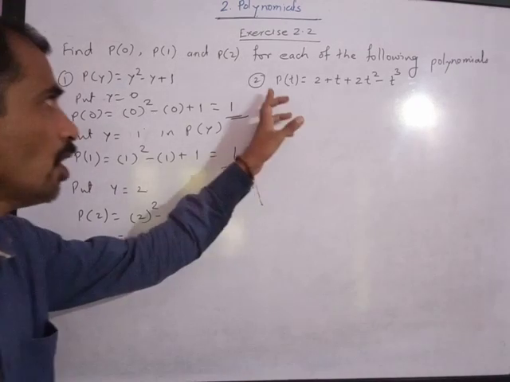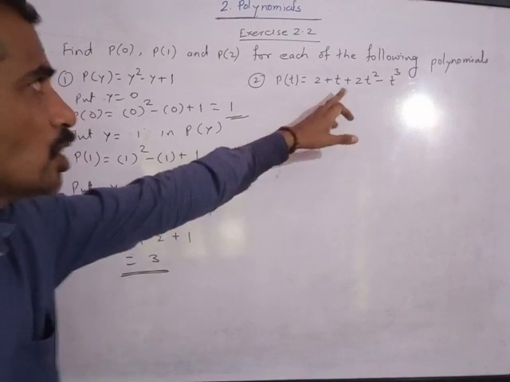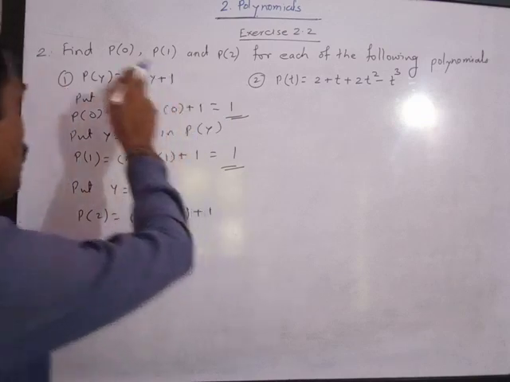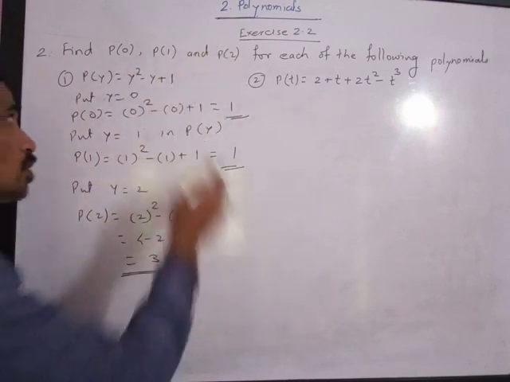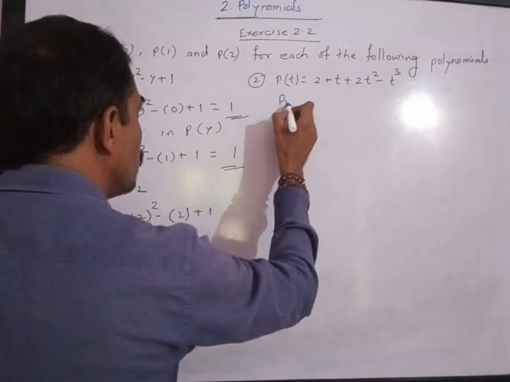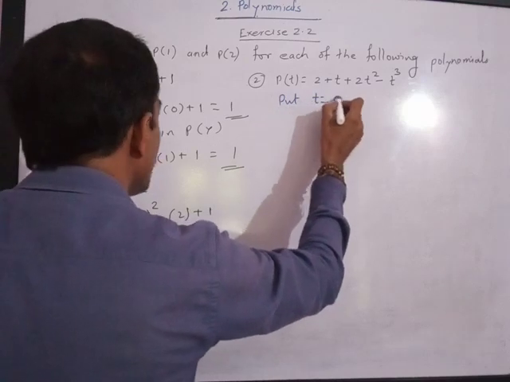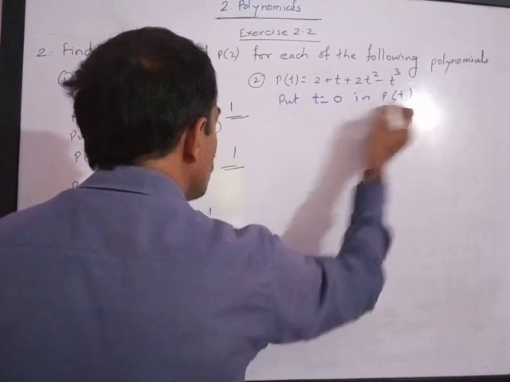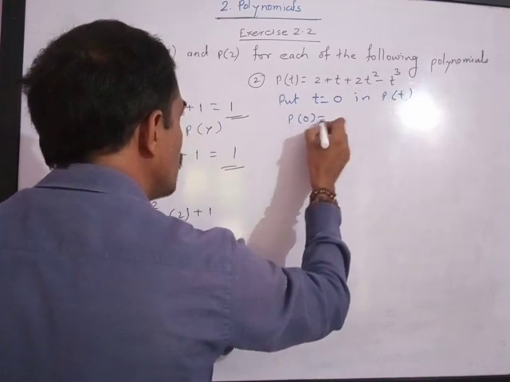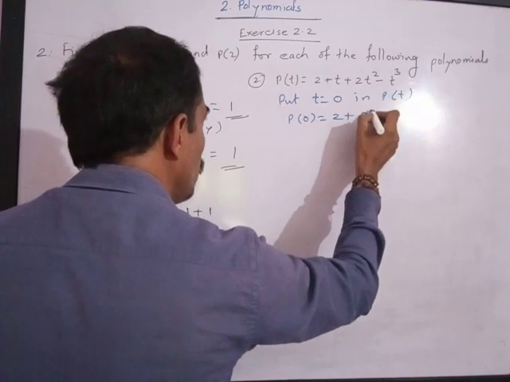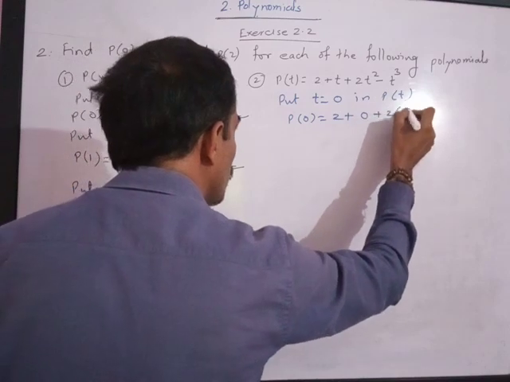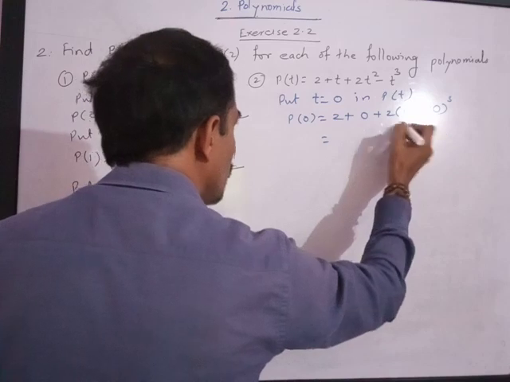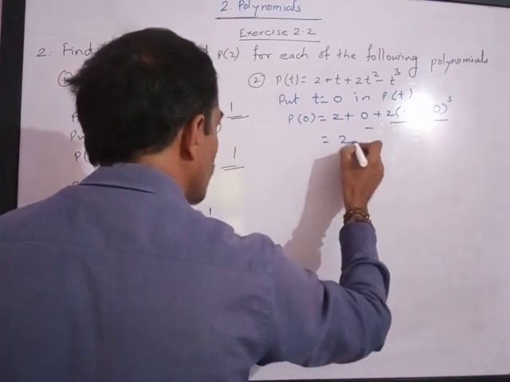Second polynomial is p of t is equal to 2 plus t plus 2t square minus t cube. Now in this we are asked to find p of 0, p of 1, p of 2. So to find p of 0, put t is equal to 0 in p of t. So this becomes p of 0 is equal to 2 plus 0 plus 2 into 0 square minus 0 cube. These all terms are 0, so answer is 2.